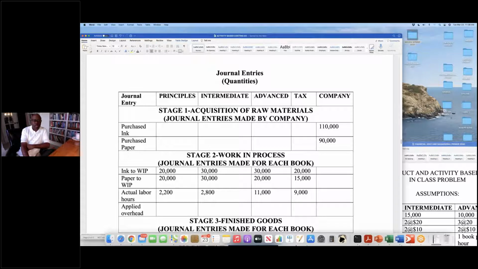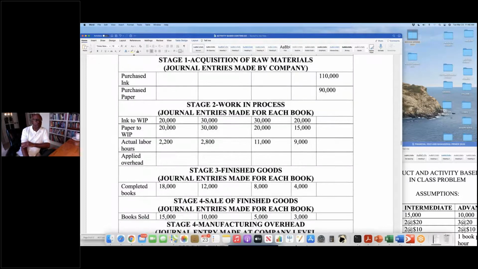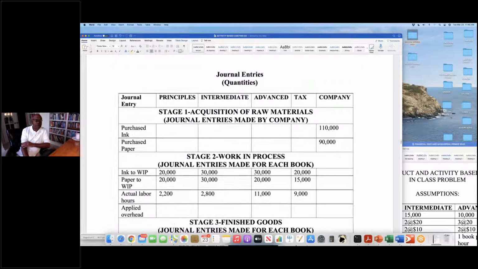Team 9, you're doing all journal entries for the company. So when we make these 4 books, you'll be making the entries to purchase the ink and the paper. We're going to purchase the ink and paper for the company as a whole. I don't go around and separate it. I buy all my ink and paper at once. So you're making these journal entries for the company's books.